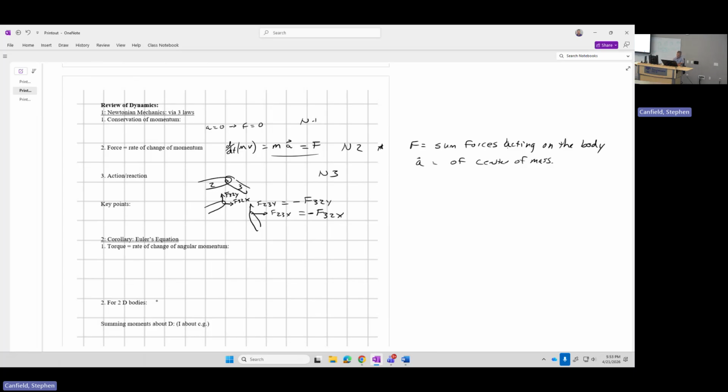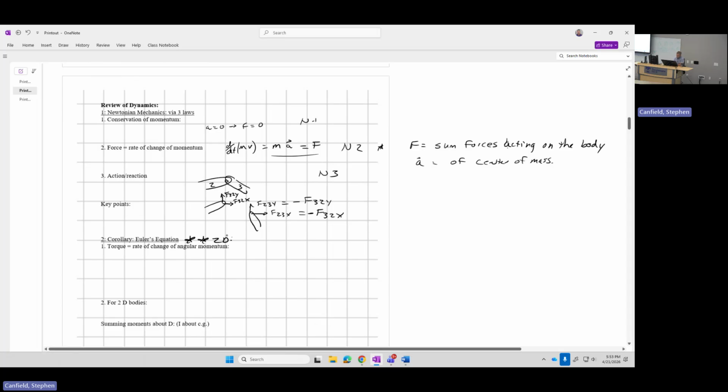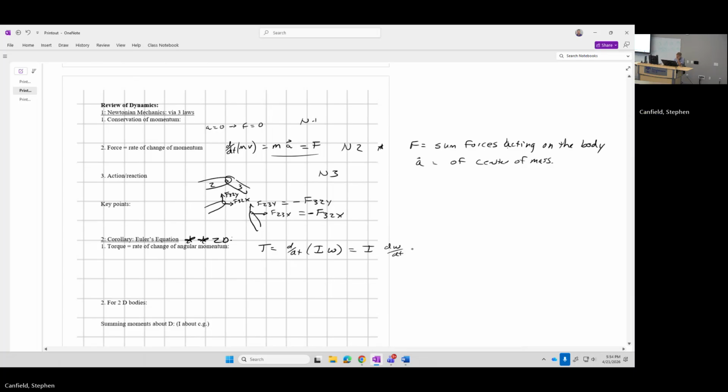So similarly, Euler's extension to rotation is going to get much more complicated going from 2D to 3D. So make sure we're only talking about 2D right now. There are other terms that show up, but the corollary would be that the torque is equal to the rate of change of angular momentum. So T equals d/dt of angular momentum, which would be I times angular velocity omega, and assuming I is constant, I d omega/dt. So I alpha.